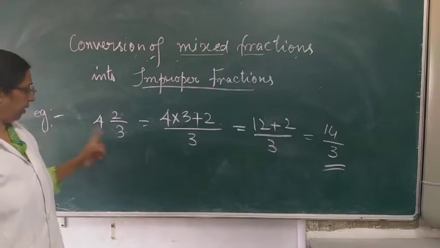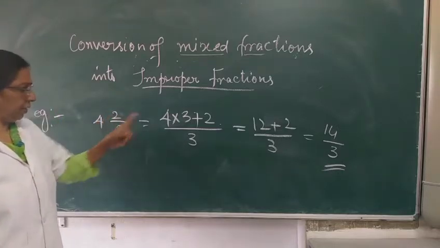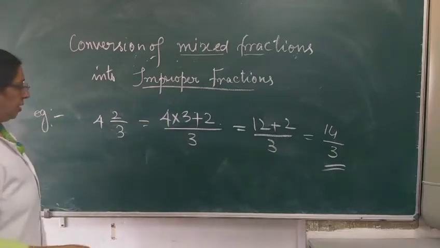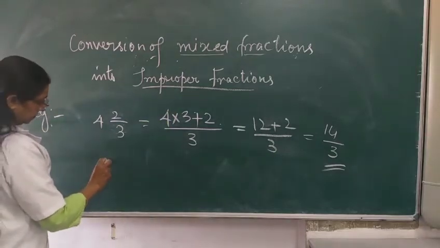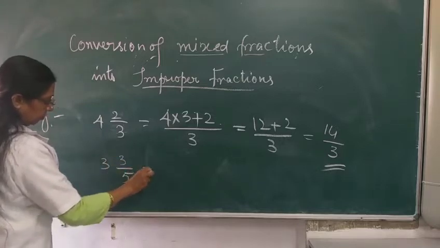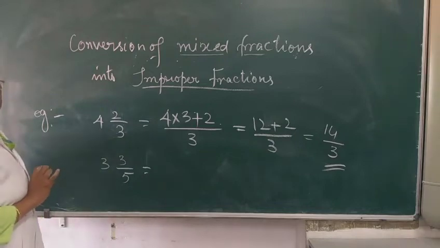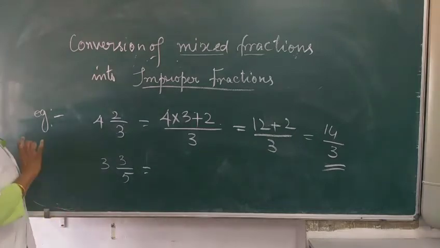So simply we can find this. 4 into 3, 12, 13, 14. 14 by 3 is the answer. Directly we will get this. Okay, 5 into 3, 15. 15 plus 3, 18. 18 by 5 is the answer of this mixed number.